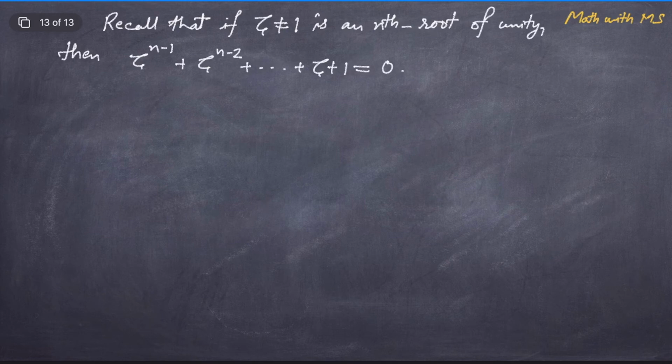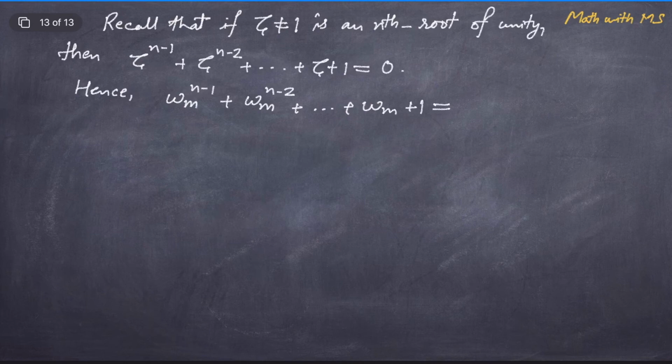Hence omega m also satisfies this identity. Hence omega m to the power n minus 1 plus omega m to the power n minus 2 plus so on plus omega m plus 1 should be equal to 0. We are going to use this fact. In fact, any power of omega m will also satisfy this, provided that that power of omega m is not equal to 1. Recall that we have already calculated conjugacy classes in the dihedral group D2n.